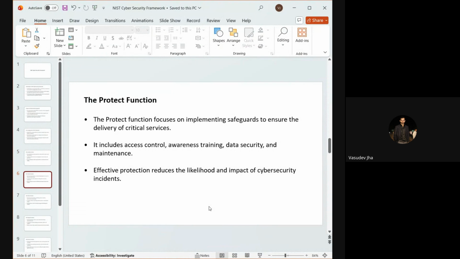Then we have the protect function. The protect function focuses on implementing safeguards to ensure the delivery of critical services. It includes access control, awareness training, and data security and maintenance. Effective protection reduces the likelihood and impact of cybersecurity incidents.